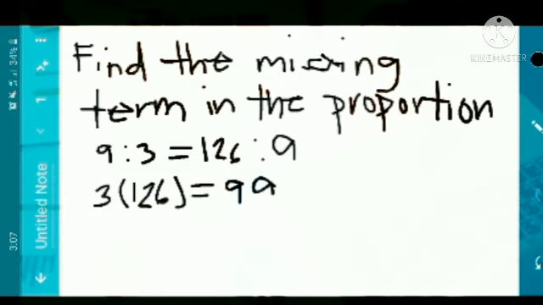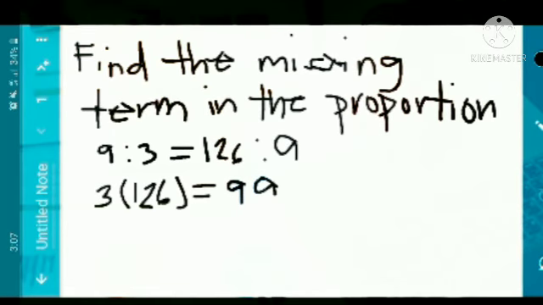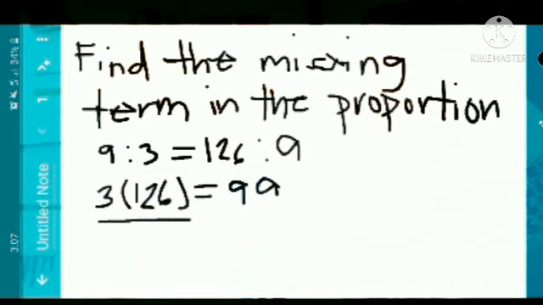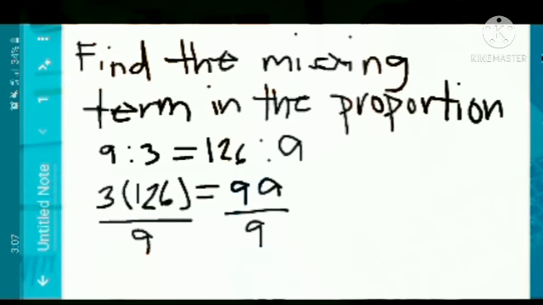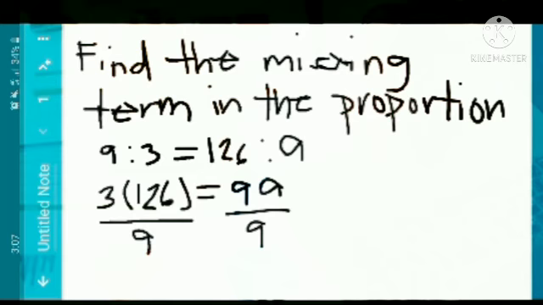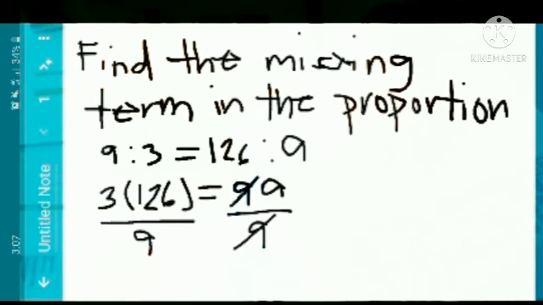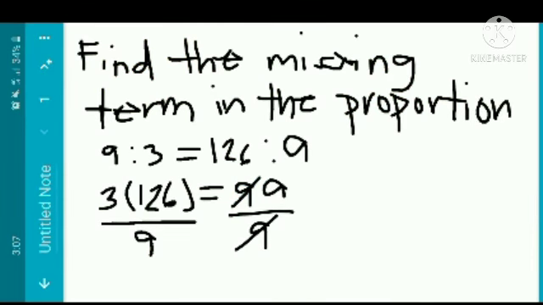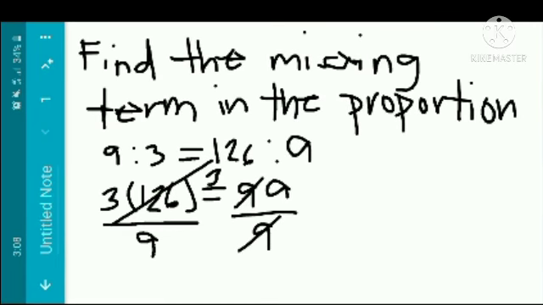To get the value of a, we have to divide both sides by 9. So divide both sides by 9 in order to solve for our missing term. The 9 on the right side will be cancelled out. What remains is 3 times 126 over 9. So what is 3 times 126? That is 378.